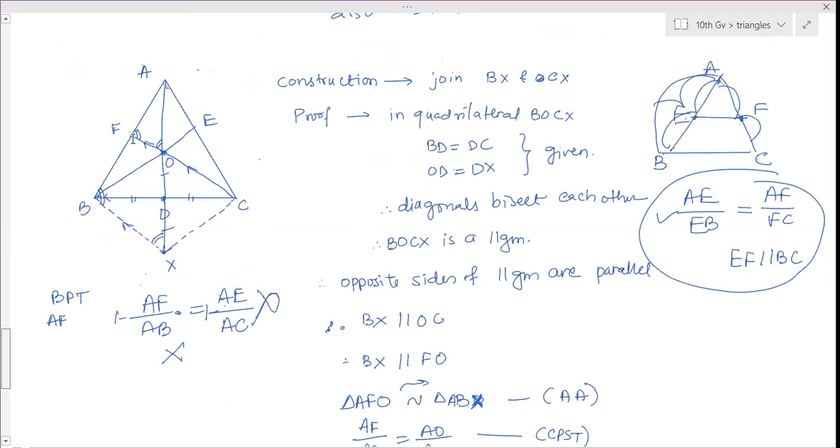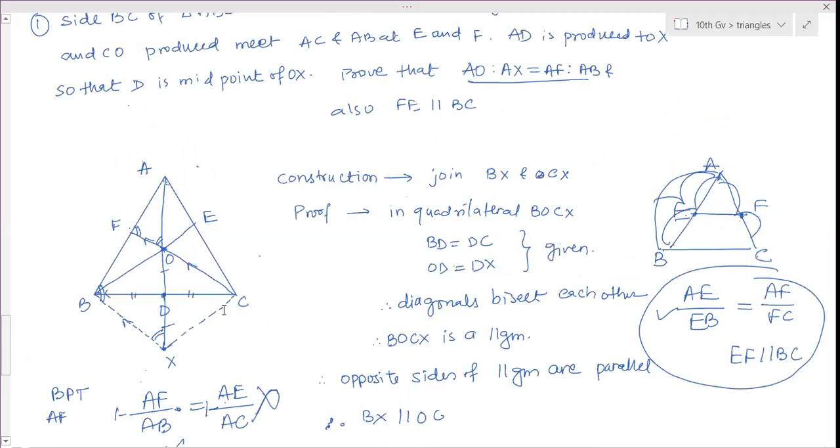So in this one, for the first part, that is the reason we have proved similarity, so that we can prove AF, the upper small part, and the whole side AB. And this is AO, the upper small triangle side, and AX as the large triangle side, because they have asked that. But to prove FE parallel to BC, we have to use converse BPT.